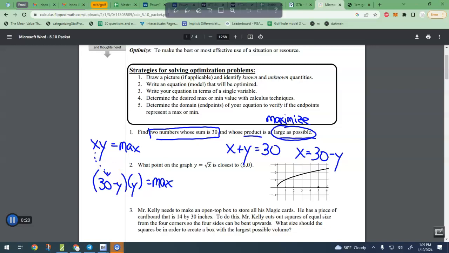And then we're going to go from there tomorrow. But today that's the goal. We're just trying to get to there. Draw a picture if you can. You can't in this one. Write an equation that's going to be optimized. Did it. That has two variables, so what else can we use to substitute so we only end up with one variable?